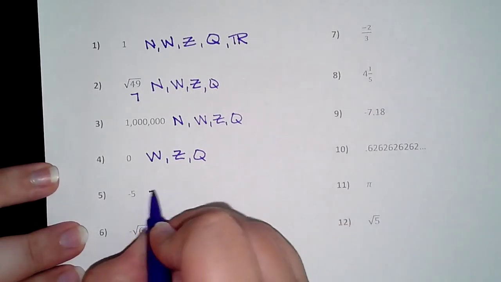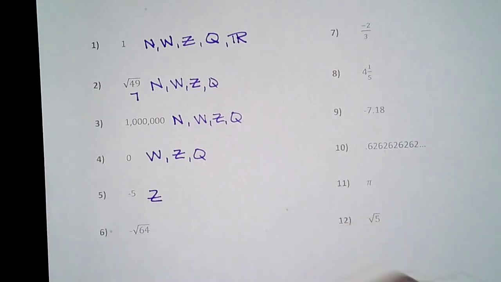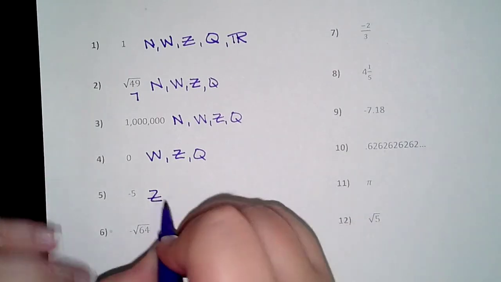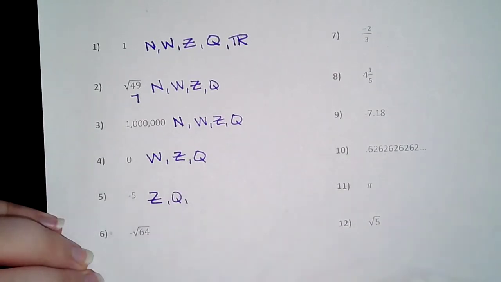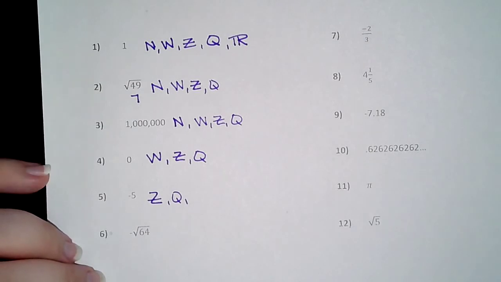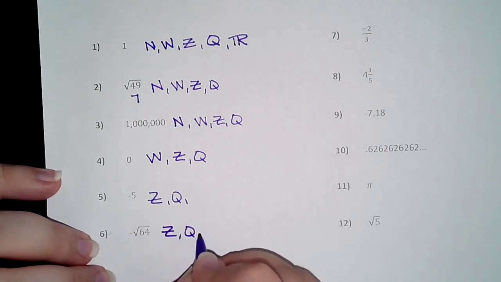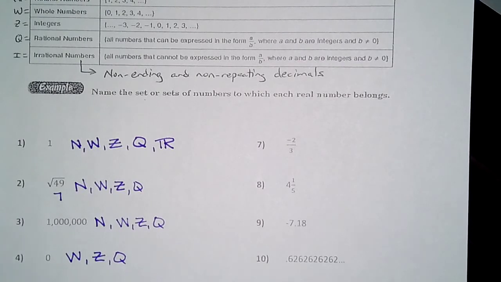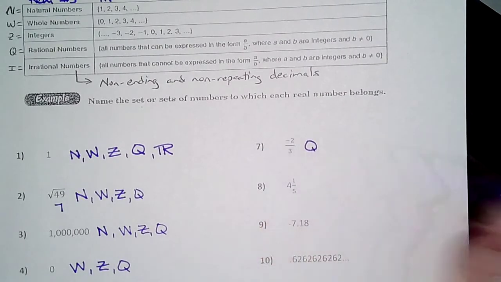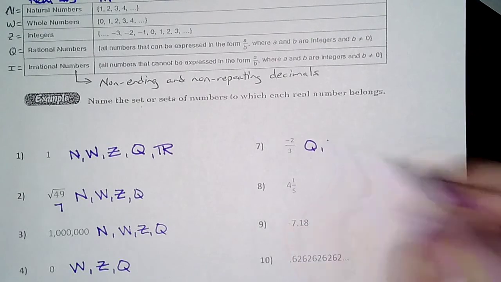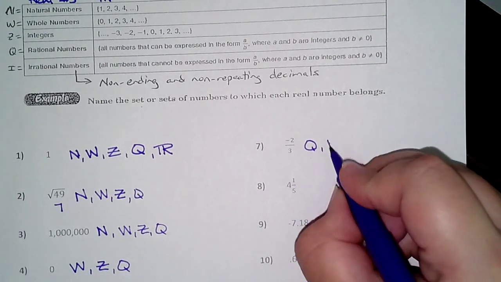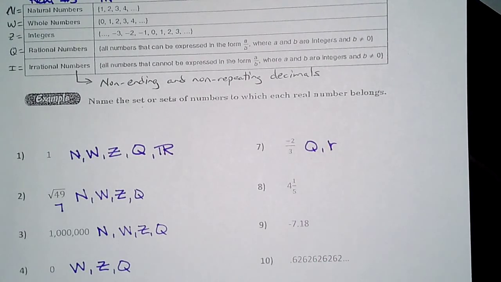All right, the next one is -5. That one is going to be an integer, but not a whole number and not a natural number. Again, it's still a rational number, still a real number. All right, I'm going to do a little less explaining on the next ones. -2/3. That one can still be expressed as a fraction, so it is rational and it is real. I keep wanting to write r, you can if you'd like. 4 1/5.